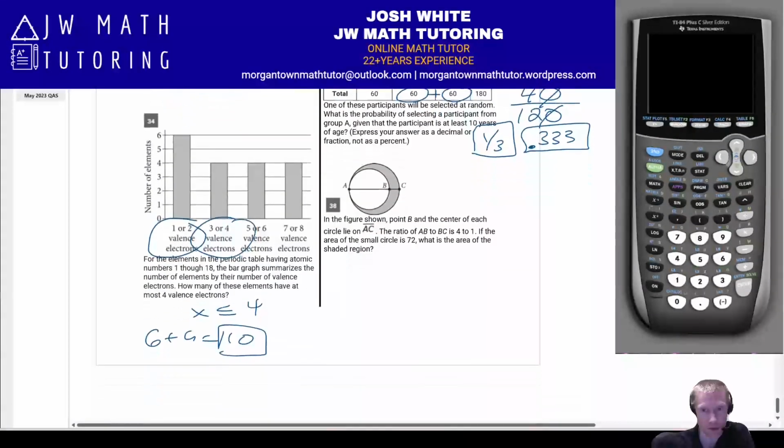Now, for the last one, problem number 38. This is a fairly tricky question, although it's actually not as difficult once you work it out as it might appear.